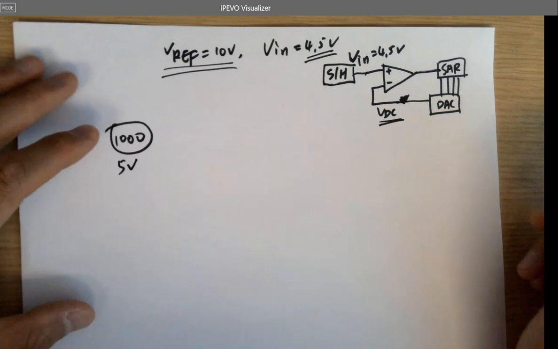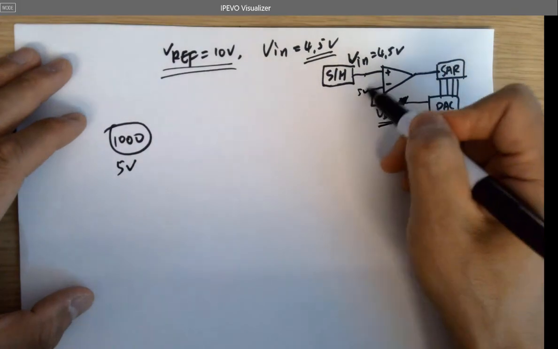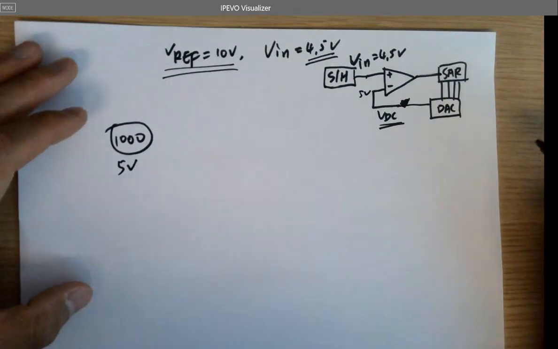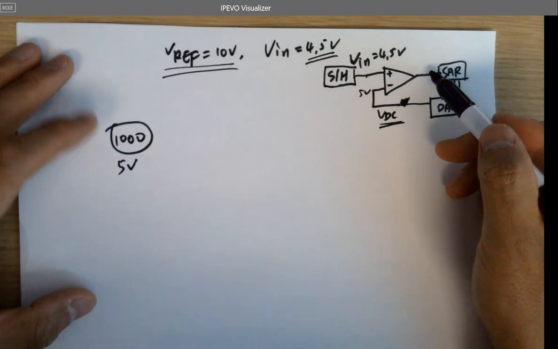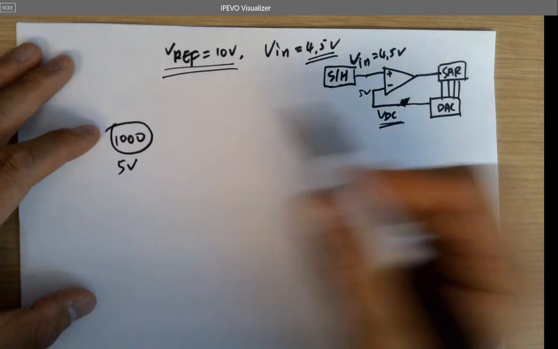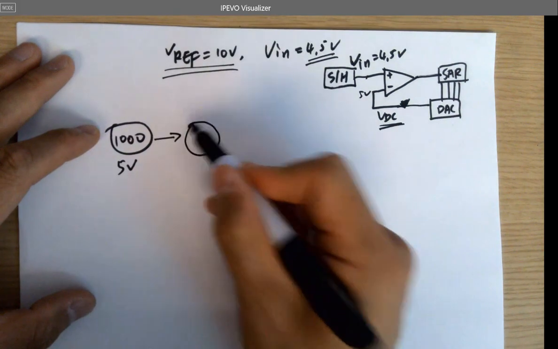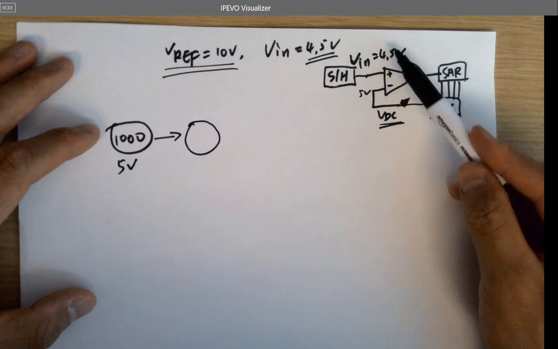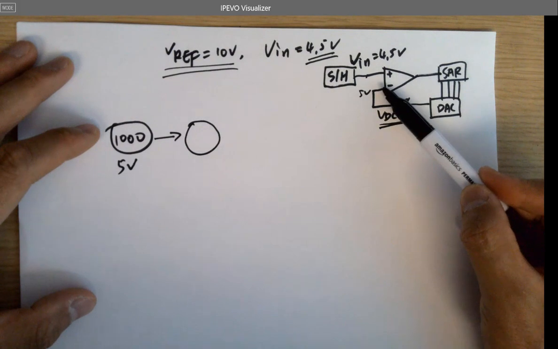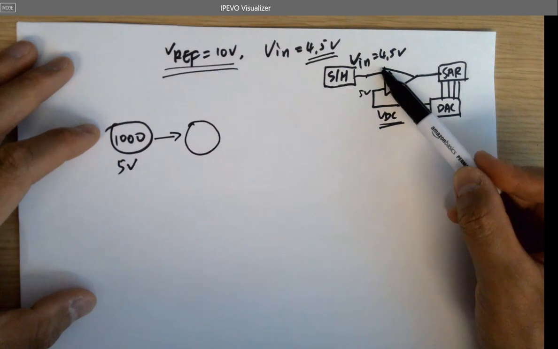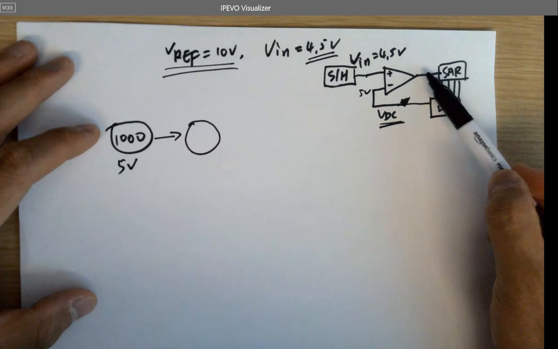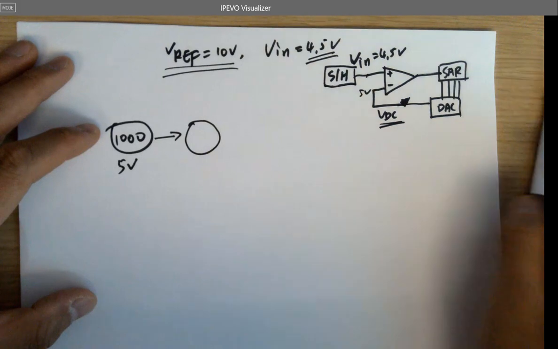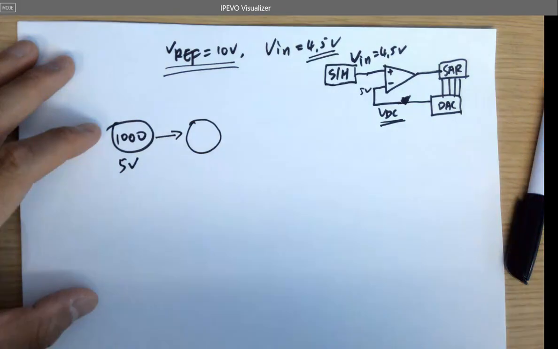Okay, so 5 volts compared to 4.5 volts, is it outputting a 1 or 0? Zero, right? Because the inverting input is larger than the non-inverting input, so it saturates the output of the comparator at 0 volts, and we're plugging the 0 volts to where? To the MSB, right?